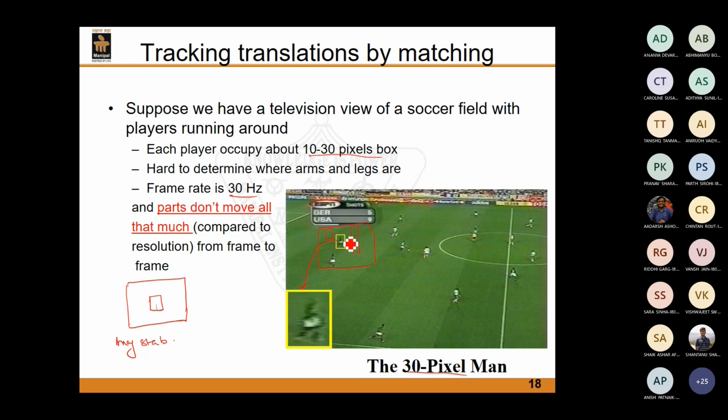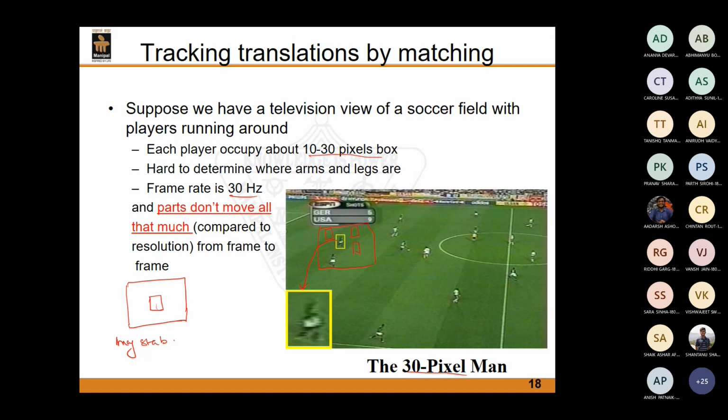So basically you're trying to match the similarity between each of these image patches or boxes, and the box or image patch which has the maximum similarity would be selected as the one to which the track has moved, or the point at which the track lies. So we consider a neighborhood and multiple boxes of the same size within that neighborhood, and then we calculate the similarity measure of each of them.